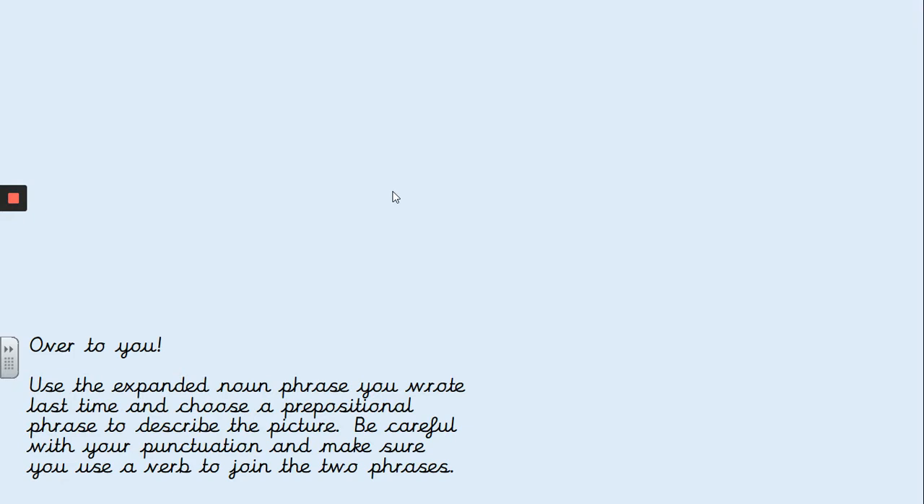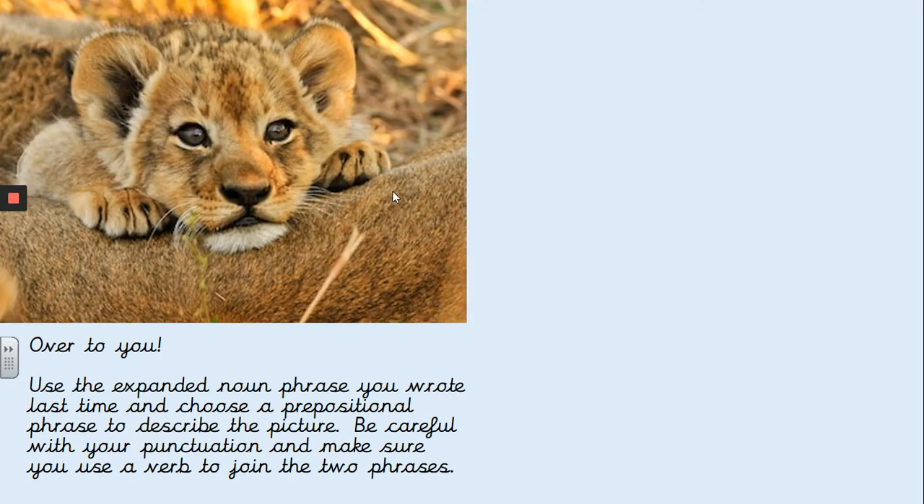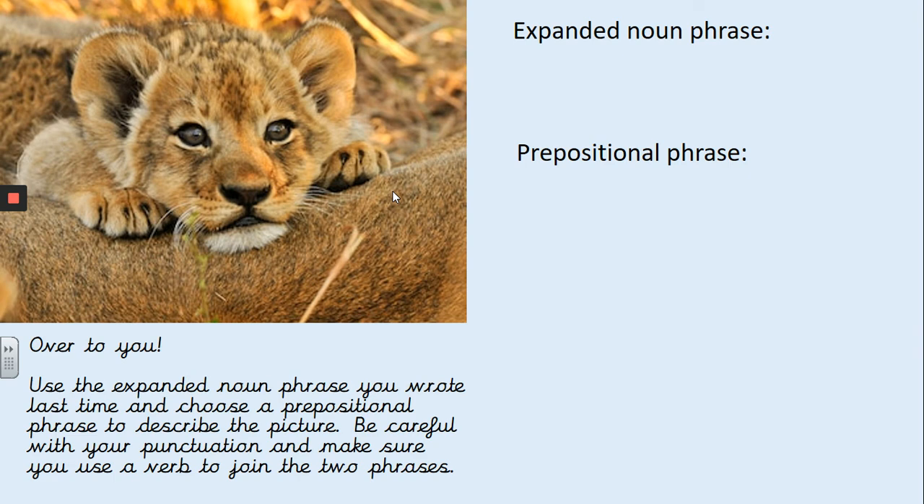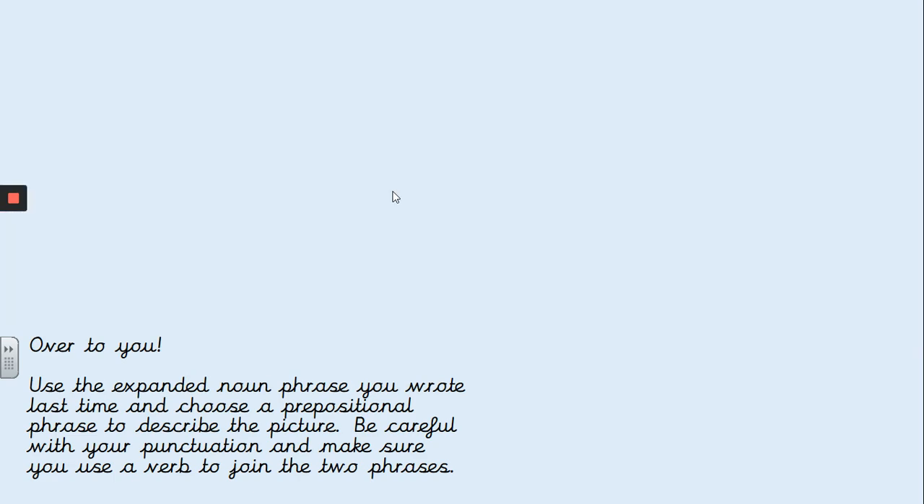Okay, now it's over to you. Use the expanded noun phrases that you wrote last time and choose a prepositional phrase to describe the picture. Be careful with your punctuation and make sure you use a verb to join the two phrases. So here was your first picture. It was of our lion cub. So your expanded noun phrase from yesterday. Write your first prepositional phrase. So pause here. Hopefully you've got your sentence, and now you can build that into one full sentence using your verb.